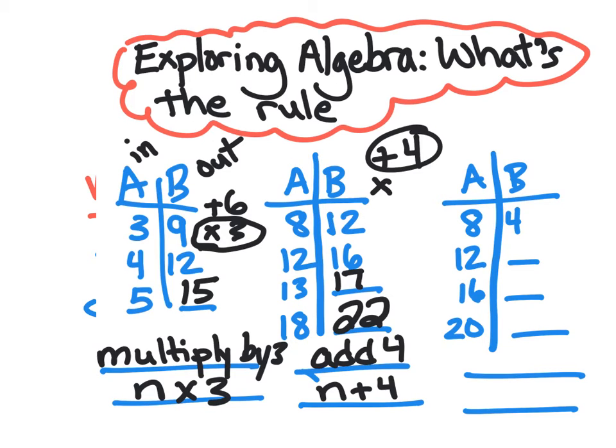In the third example, if we put in 8 and we get out 4, there are two possible ways that can happen. I can either subtract to go from a large number to a small number, or I could divide. So let's see which of these will work. To go from 8 to 4 subtracting, I would have to subtract 4. To go from 8 to 4 dividing, I would have to divide by 2, because 8 divided by 2 would be 4.